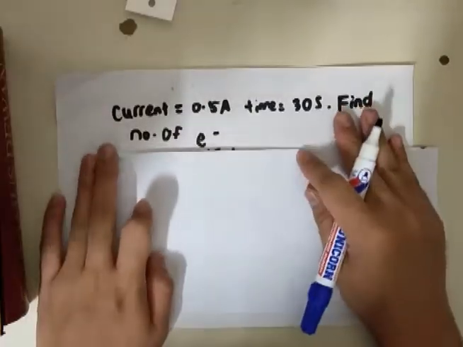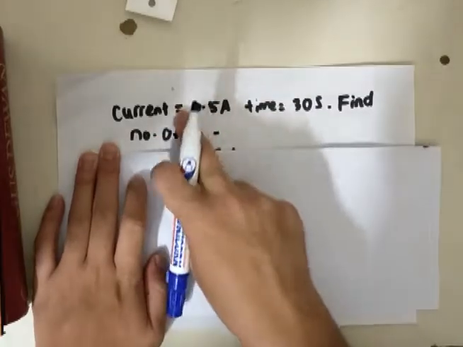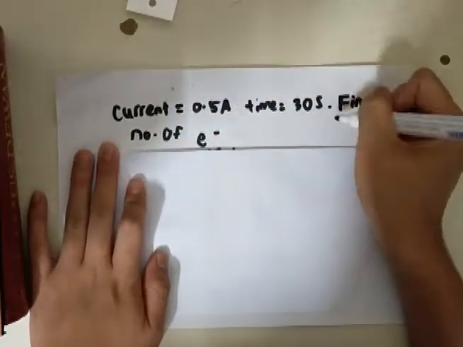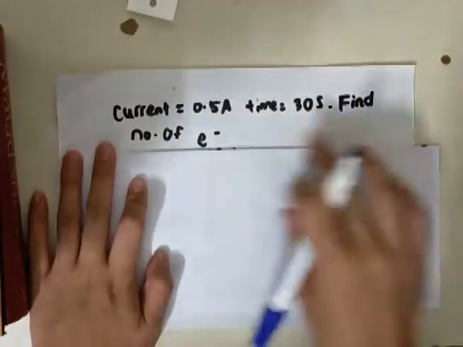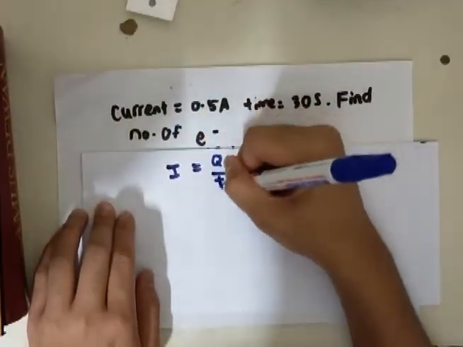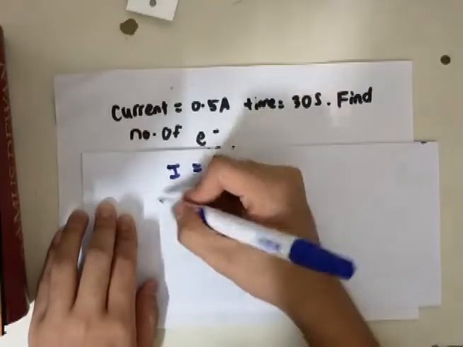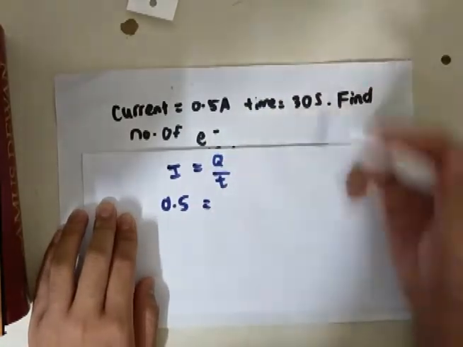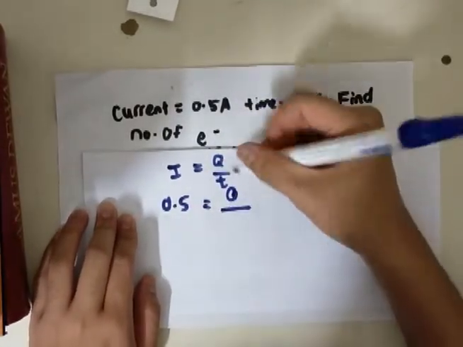So now we'll be attempting a question here. We've got current equals 0.5 ampere, time equals 30 seconds, and we need to find the number of electrons. So what we'll do is write down the formula, I equals Q over T. Now we've got current, so we write down current, 0.5. Q, we don't have Q. Q is the sum of charge, right?